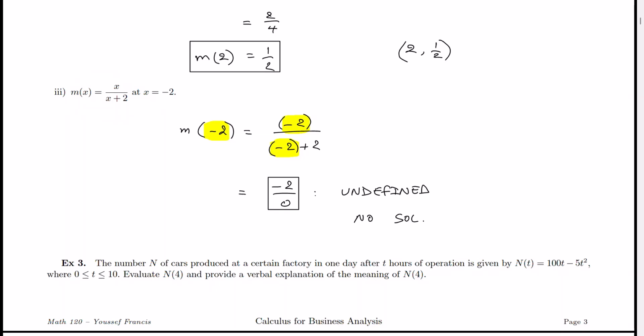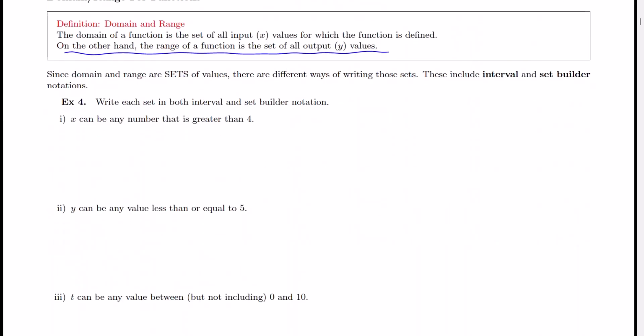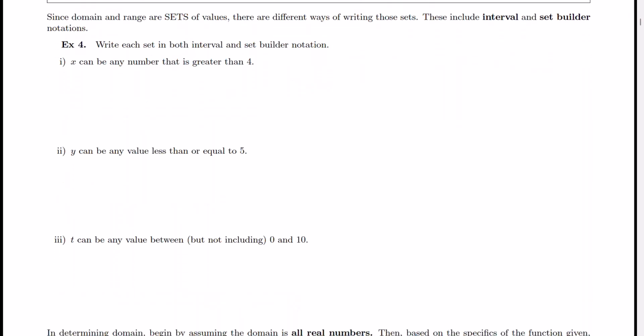And so the range of the function, which is the second term that we have to define, is the set of all the output values. Basically, it's every number that you would get when you plug in all the legal values. That's what we call range. And in math, we are expected to be able to write the domain and range in different ways. Sometimes we're asked to find the domain and write it in interval notation. Sometimes we're asked to find it and write it in set builder notation. So what we're going to do in example 4 is practice both of those types of notation.